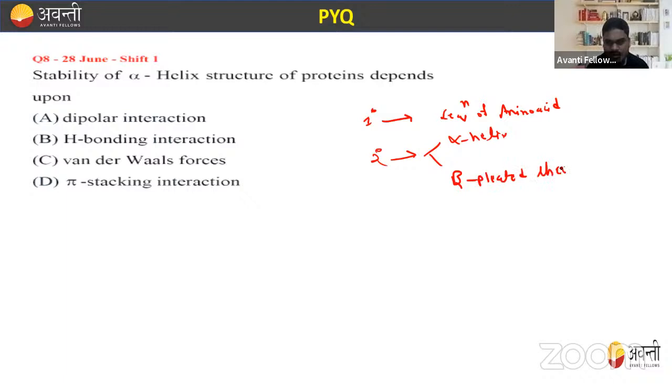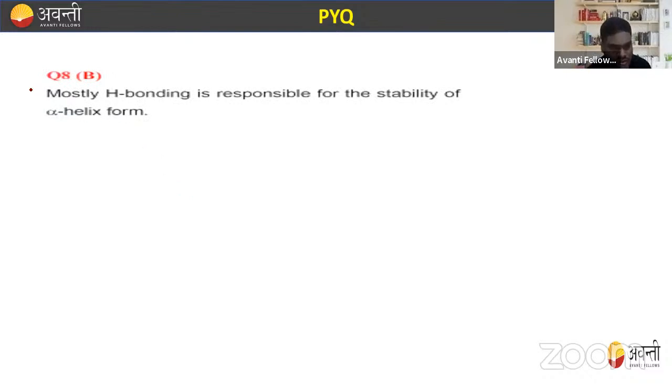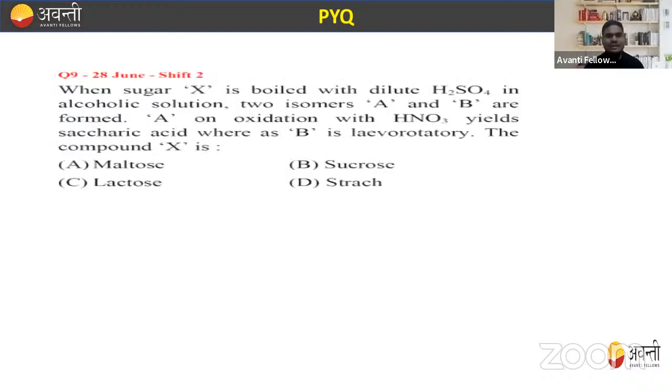Pleated sheet. So secondary structure is further classified into two types, that is alpha helix and beta pleated sheet, right? So this is from secondary structure. Now they are asking what is the stability of the alpha helix structure? Is it due to dipolar interaction, hydrogen bonding, or van der Waals? Yes, so it is very simple. That is hydrogen bonding. Mostly hydrogen bonding is responsible for the stability of the alpha helix form, right? So the correct answer for this question is option B, that is hydrogen bonding. So only hydrogen bonding is mostly responsible for the stability of an alpha helix.